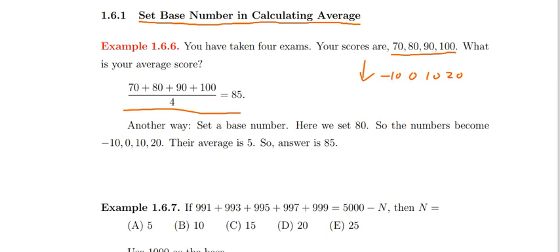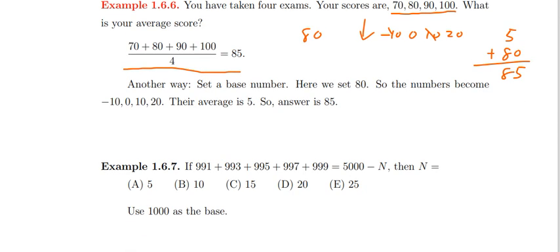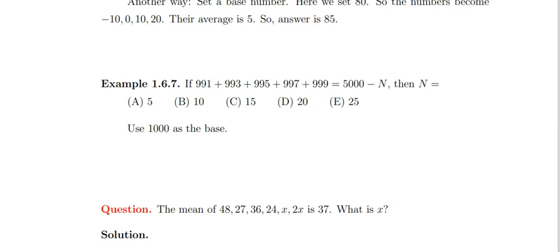So we can make the numbers smaller. For their average, 10 and -10 cancel, just like 20. 20 divided by 4 is 5, right? We set 80 as 0, so the average is 5, then the total average is plus 80. So 85 is the average. We have many of these kinds of problems.